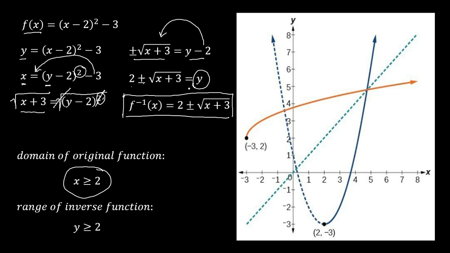We will be changing this y into the functional notation for the inverse. Okay, so we have f inverse of x is equal to 2 positive negative the square root of x plus 3. Okay? So ito po yung inverse po ng given function or ng original function po natin.